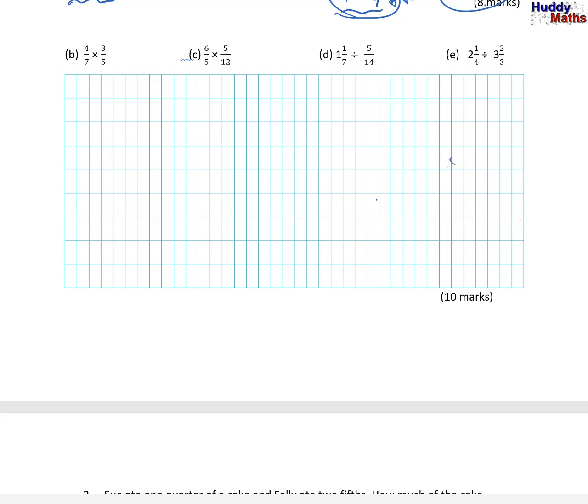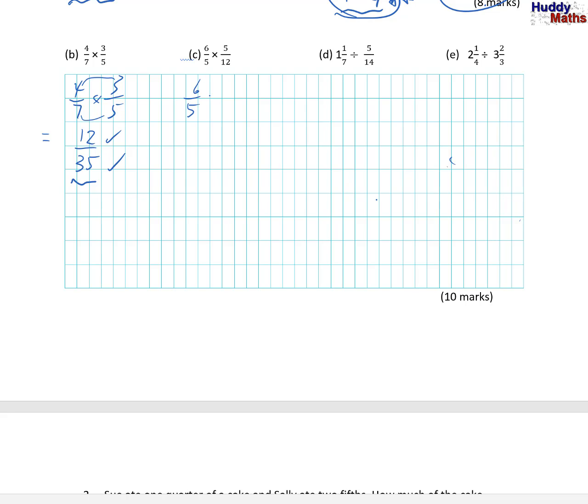So we've got 4 7ths times 3 5ths. Okay, so the idea here, if you remember the rule, is that the tops together, or the numerators together, 4 times 3 is 12. Over the bottoms together, 7 5s are 35. Okay, so that's an easy couple of marks there. 1 for the top line, 1 for the bottom line.